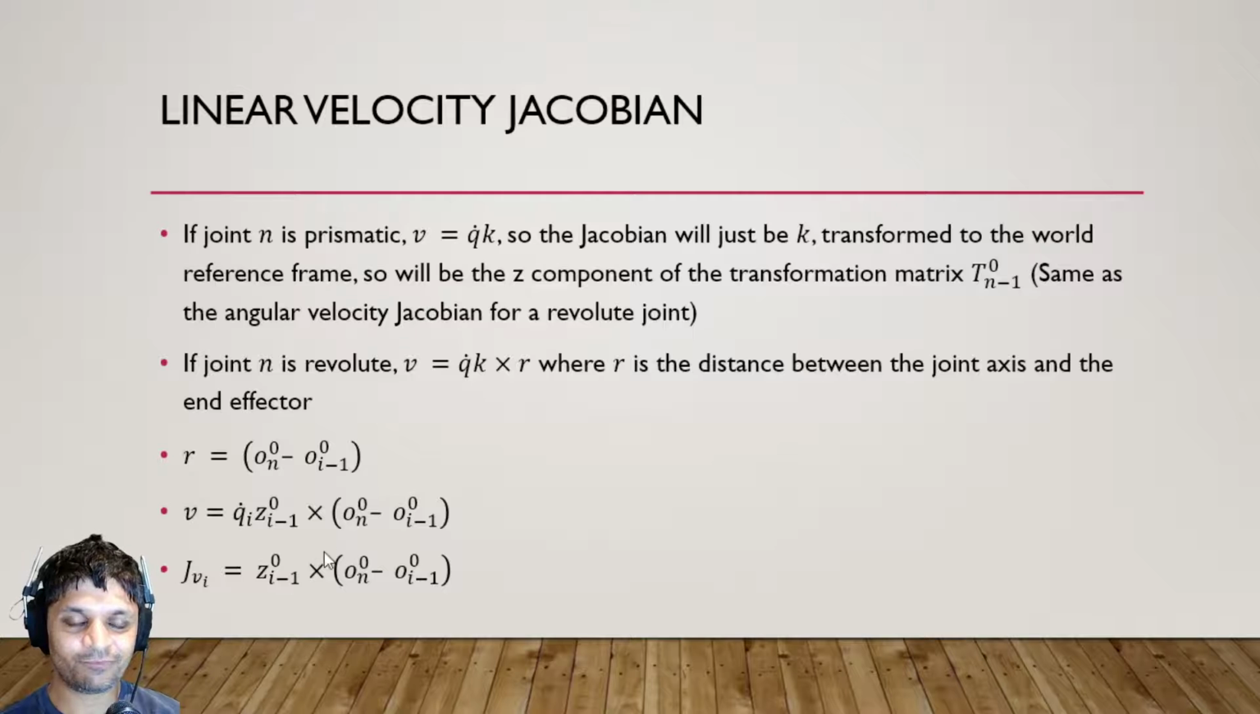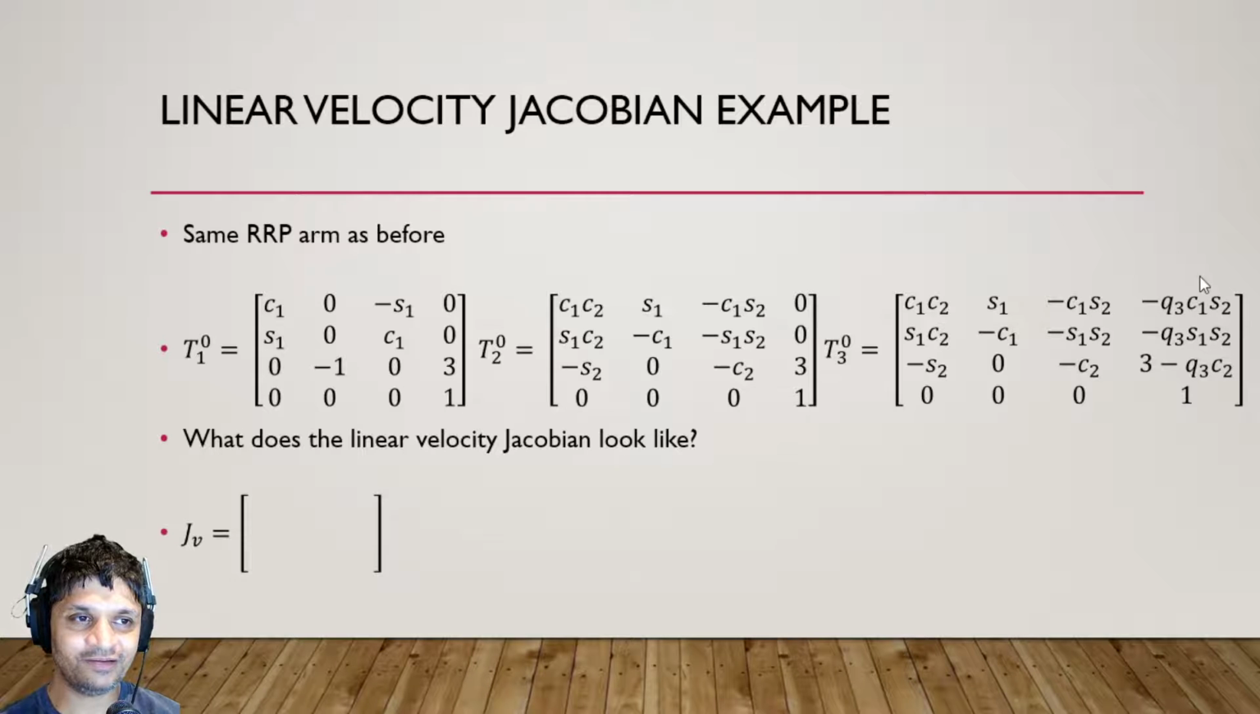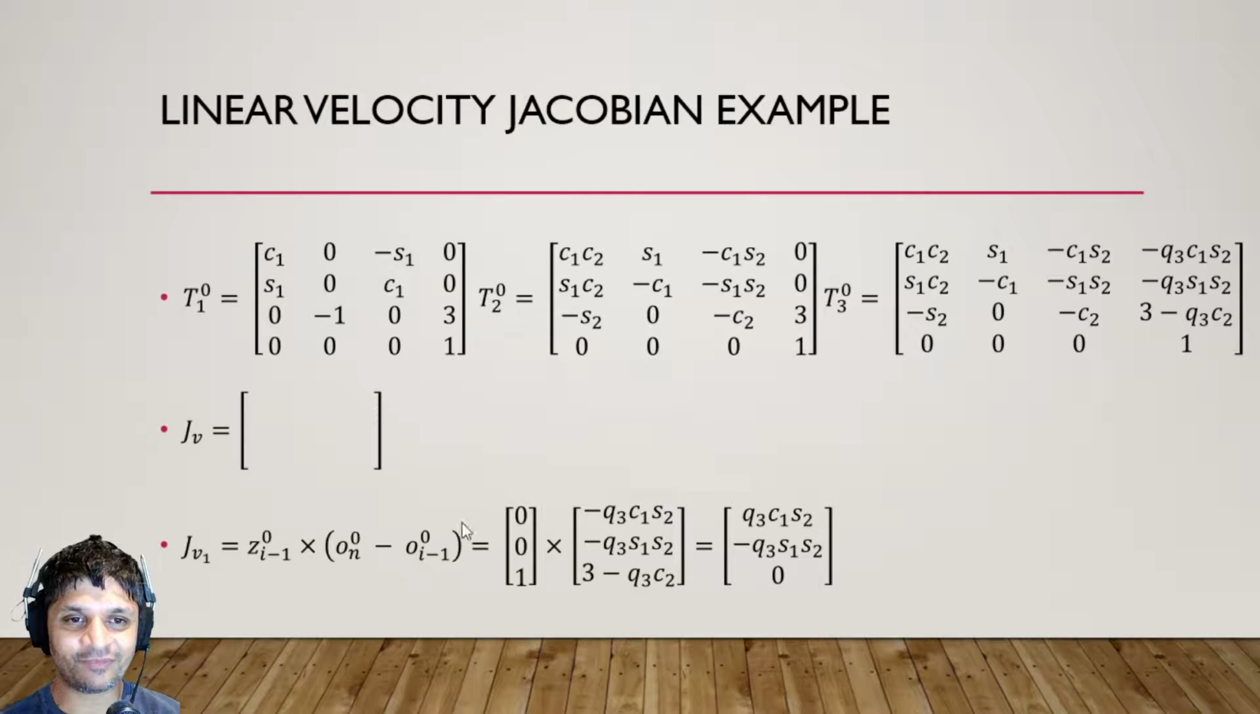cross producted with the difference between the final origin, being this thing, minus the joint's origin, which is naught, naught, naught, because I'm in the base again. So the origin of the base is naught, naught, naught in the base. So basically I get something like this. I've got naught, naught, 1, which was my z i minus 1 naught, and take the cross product with this minus naught, naught, naught. So that's just this. So I've got this thing: minus Q3 C1 S2, minus Q3 S1 S2, and 3 minus Q3 C2, just directly from the origin thing. And when I take the cross product, I get this thing, right?